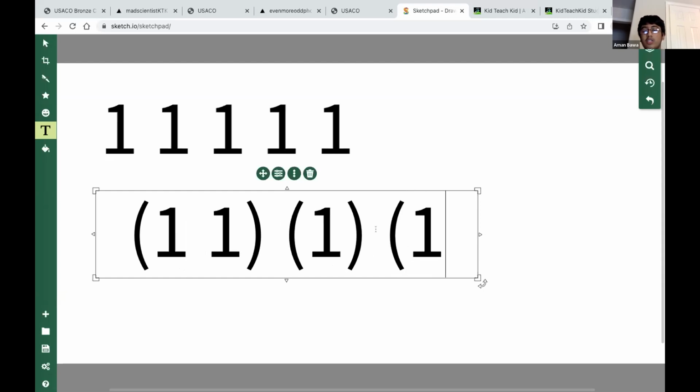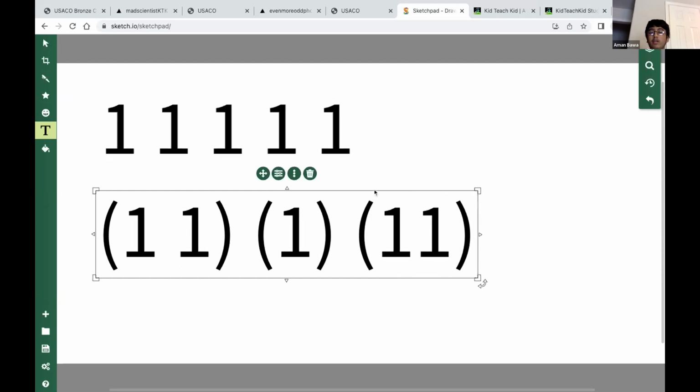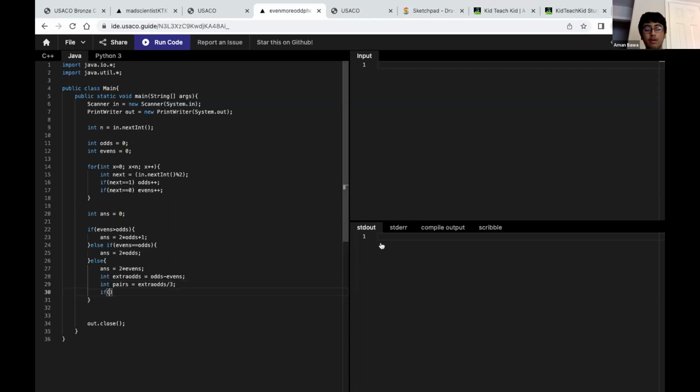So that would make an extra even group. If my remainder after dividing by 3 was 2, then I can just put those 2 cows into making another even group. So if extra odds mod 3 is equal to 2, then I can make another even group. So I can actually update my answer right here.